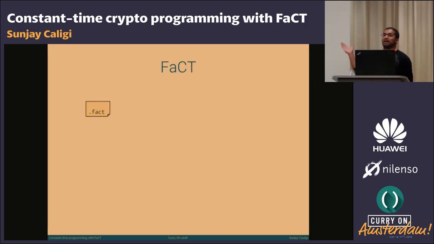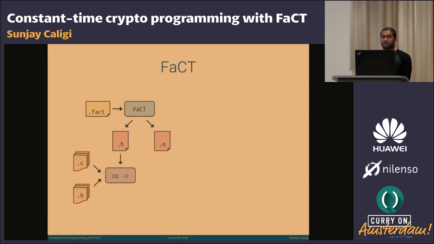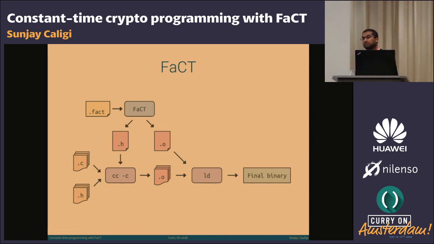So enter FaCT. If you have sensitive cryptographic functions that you want to write, you write them in the FaCT language in a FaCT file, and run it through our compiler, which will generate a header file and an object file. And these are just normal: it's a C header and a C object file, so you can link these right in with the rest of your code base and get your final binary. So we don't expect you to rewrite your entire code base in FaCT, just the functions that are timing sensitive, essentially.